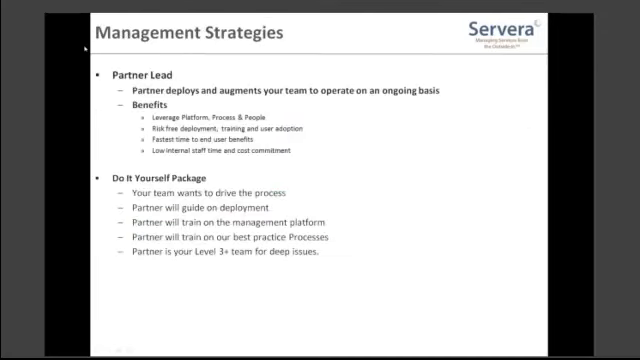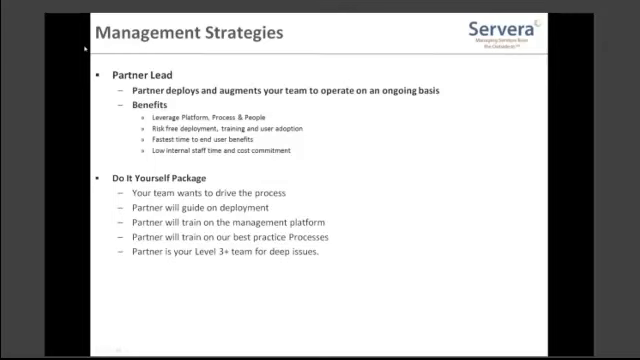Getting closer to the end of this, I would say at the highest level, when you think about management strategy, one is, do I want a partner to lead me through a deployment and then augment my team to manage it on an ongoing basis? Or am I more of a do-it-myself sort of environment? The benefits: very fast time to market. It might cost you a little bit more in terms of paying another group to do it, but at least you're not learning on the job, and you're likely to have a very good experience as long as they've got the 3 Ps in place for you.